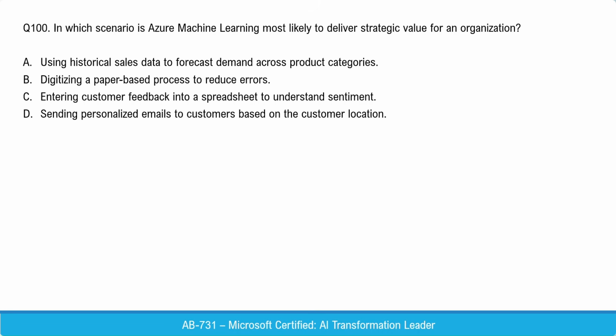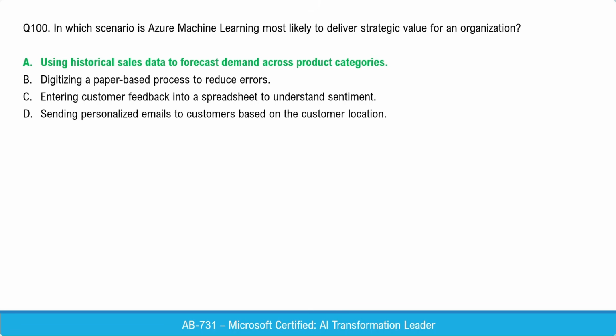Last question in this set. In which scenario is Azure Machine Learning most likely to deliver strategic value for an organization? And you have four options on your screen. Please go through them by pausing the video over here. And the correct answer is option A, using historical sales data to forecast demand across product categories.